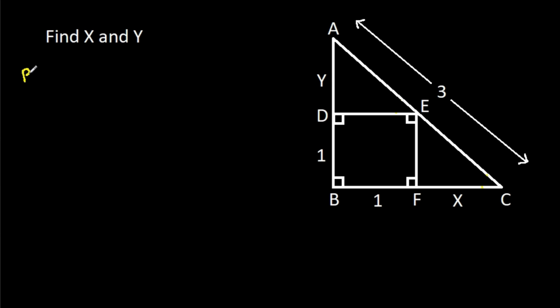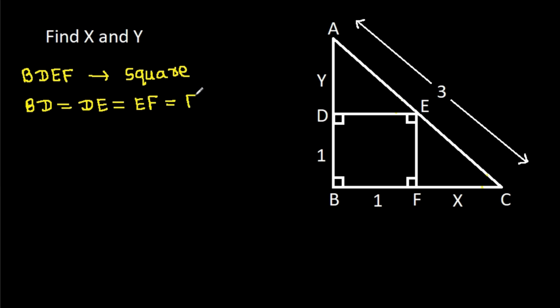So BDEF is a square. That means BD will be equal to DE, which will be equal to EF, which will be equal to FB, that is 1. So DE is 1 and EF is 1. And BC will be parallel to DE. That means these two angles will be equal, suppose theta.